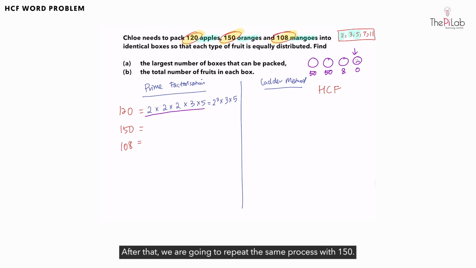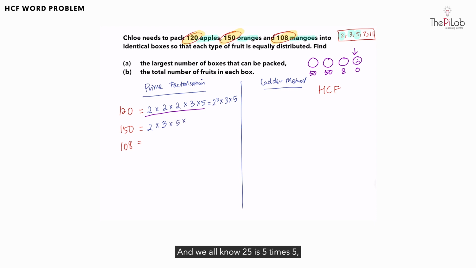After that, we're going to repeat the same process with 150. So everyone, key in 150 into your calculator. Divide it by 2. What do you get? You get 75, right? Now, 75 is also divisible by 3 to get back 25. And we all know 25 is 5 times 5. And 5 is a prime number.